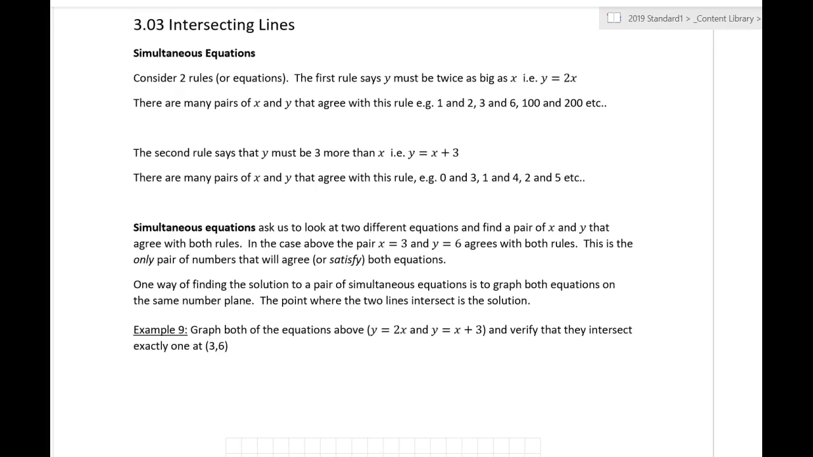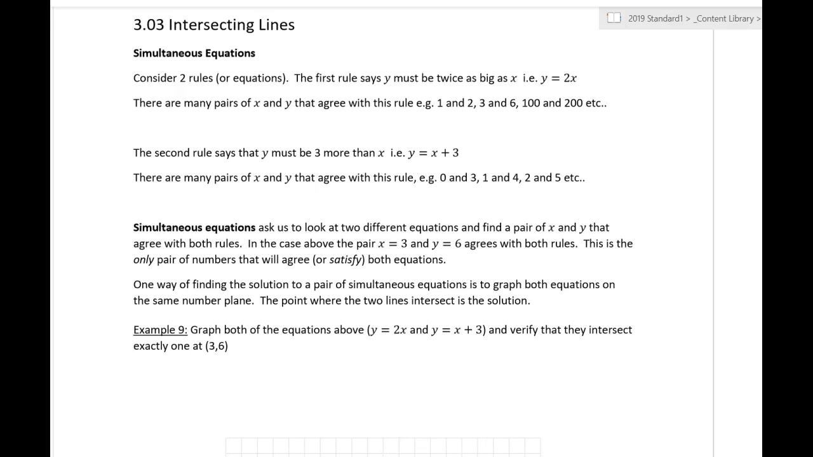Here's a fancy way of saying that. So that's my first rule. My first rule says that whatever x is, y has to be twice as much. I've got a different rule, right? My second rule says whatever x is, y has to be 3 more. Right? Y has to be 3 more than x.